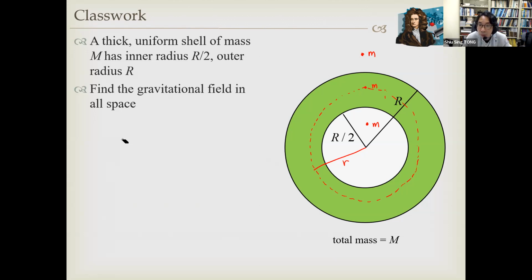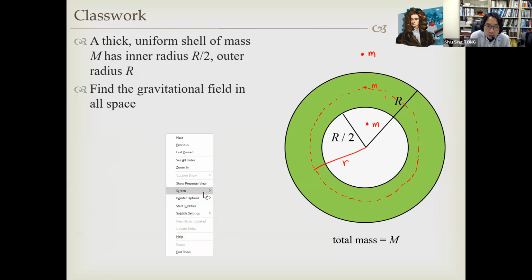Does anybody know what the mass enclosed by this dotted line is? Can you let me know? First of all, what's the density of this object? The density is the total mass divided by the volume, right? But you have a cavity inside, right? So you have to be careful when calculating the density. Okay, now let's do it together.